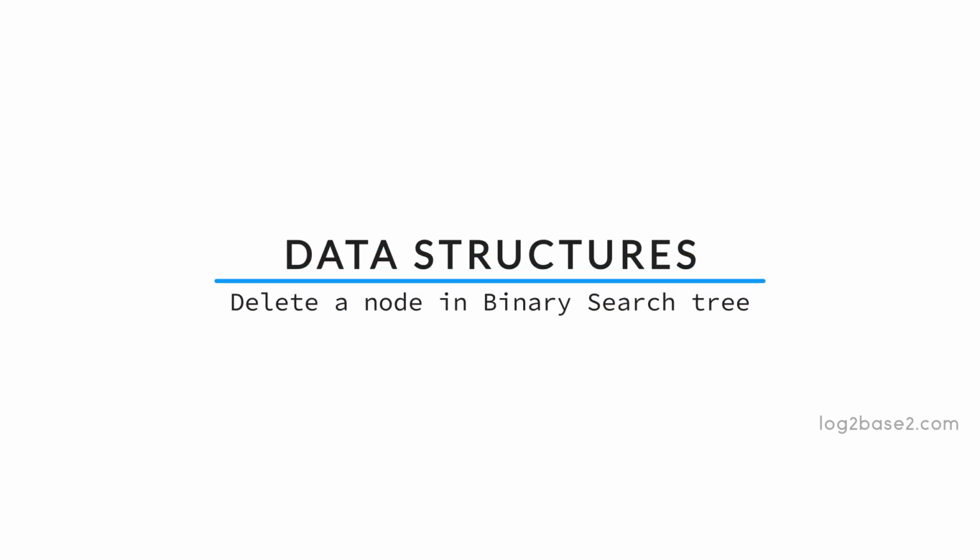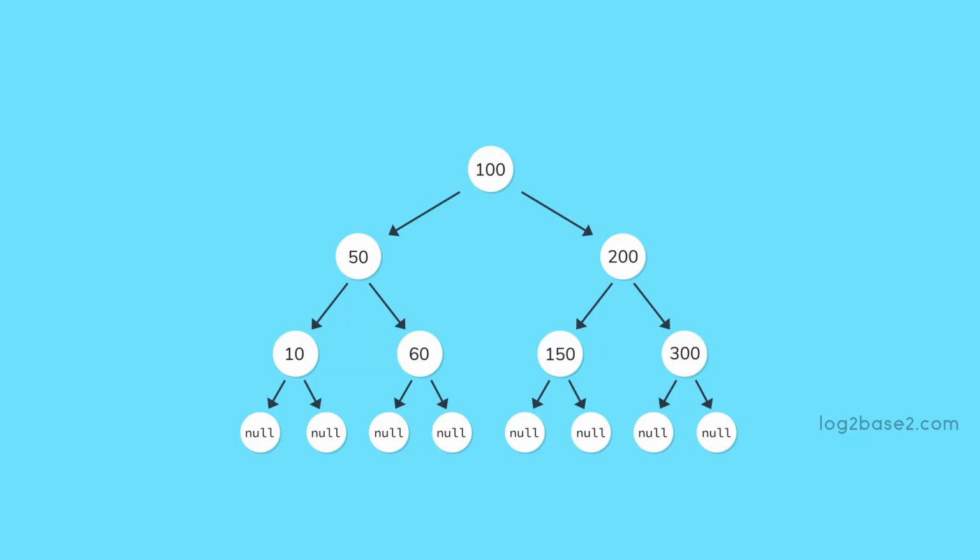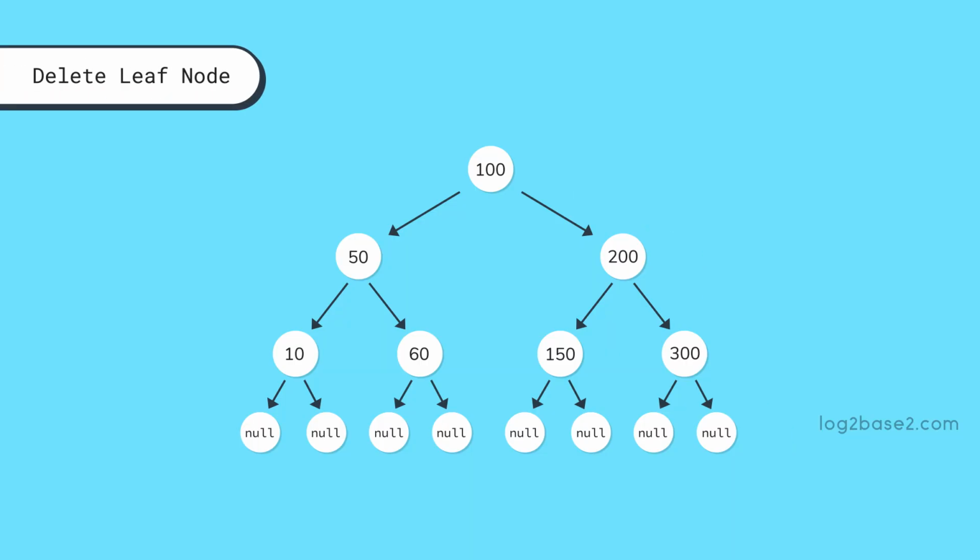In this video, we are going to learn how to delete a node from a binary search tree. We have to consider three cases while we perform deletion in a binary search tree. Here is an example of a BST, and the first case is if the node to be deleted is a leaf node. Suppose we have to delete 300, which is a leaf node here. There are no complexities to delete a leaf node, so simply delete it.